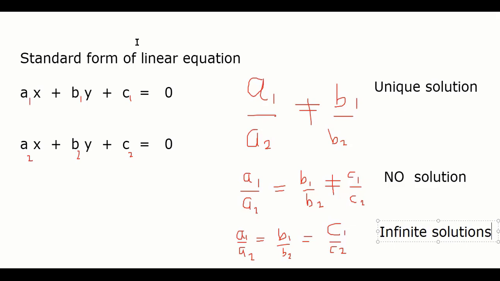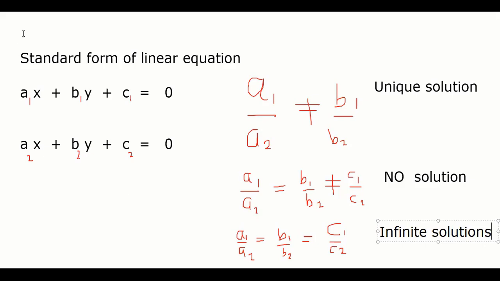Also, in this unique solution, C1 by C2 will also be not equal, right? Does not matter. See, we are not comparing C1 and C2 together, whether C1 is equal to C2 or not. We are comparing the ratio of C1 by C2 with A1 by A2. The C1 by C2 ratio does not matter here. It may be equal, it may not be equal, but it does not matter. Suppose the A1 by A2 ratio is 2, C1 by C2 can be 2 also, or not. Does not matter.